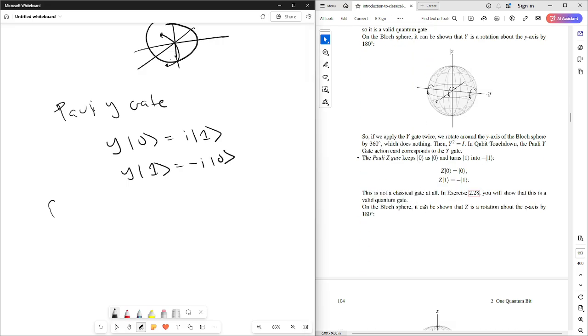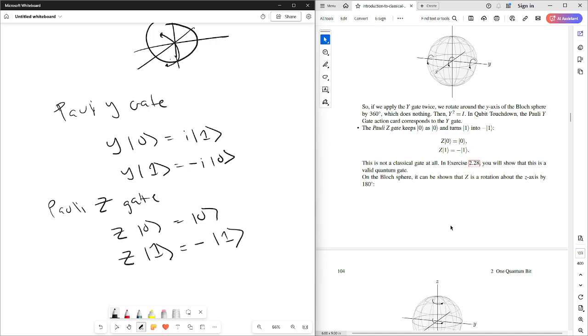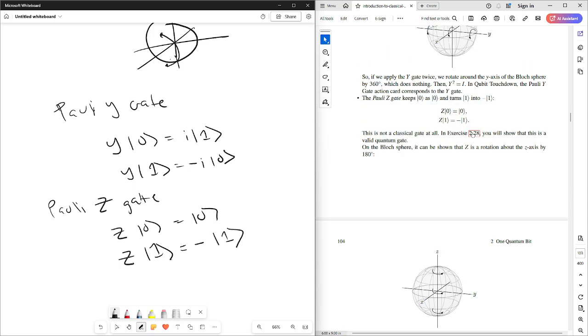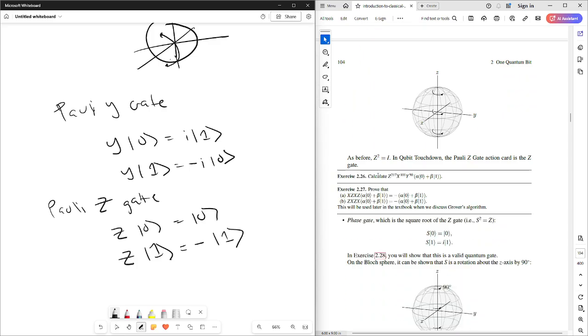Pauli Z gate. Keeps 0 as 0. And turns state 1 into negative state 1. So as it states, this is not a classical gate at all. And it's a rotation around the z-axis of 180 degrees. And we'll prove this. We can do exercise 2.28 to work through that.